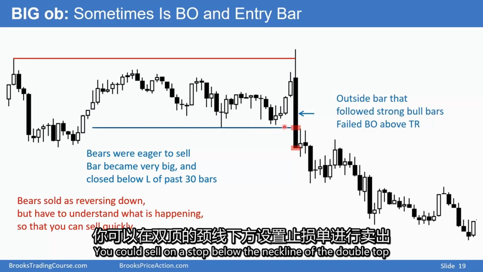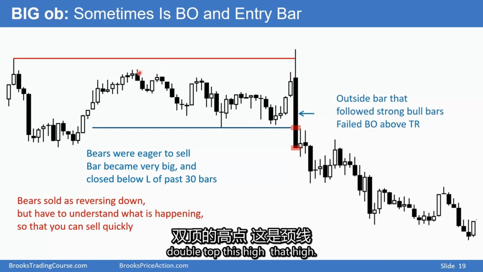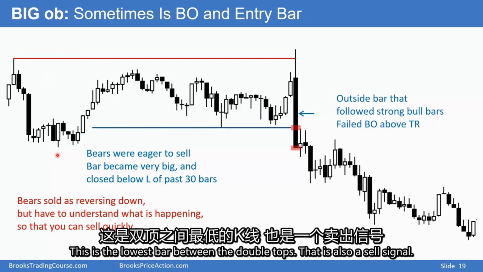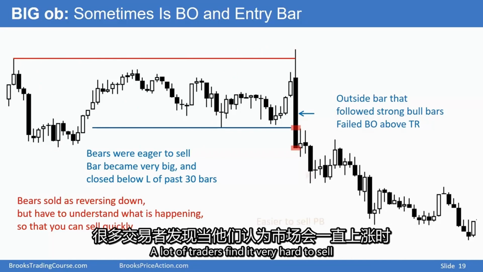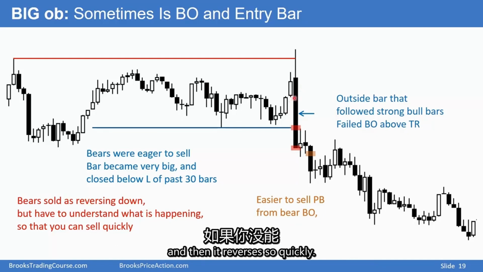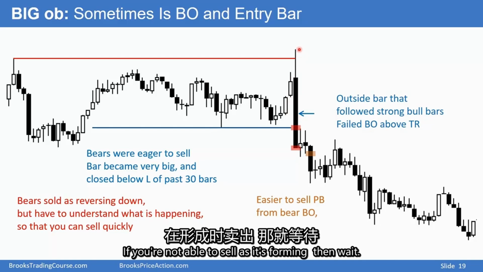So you have to be thinking about this so that you can act quickly. You could sell on a stop below the neckline of the double top, this high, that high. This is the neckline. And it's a bigger double top, this high, that high, and this is the neckline. This is the lowest bar between the double tops. That is also a sell signal. A lot of traders find it very hard to sell when they're thinking the market's going up, up, up, up, up, and then it reverses so quickly.